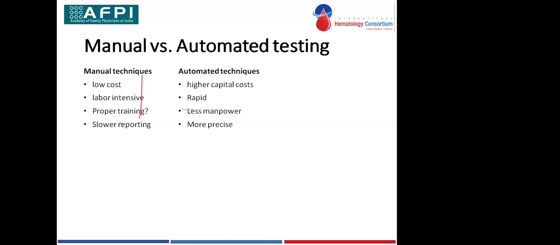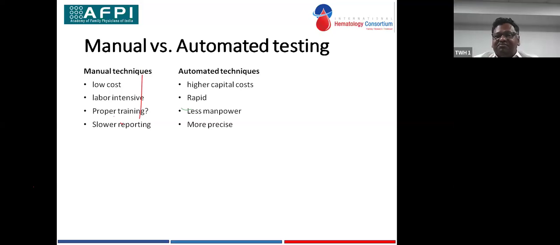There's absolutely no doubt. If somebody says the machine platelet count is 24,000 but manual is 40,000, no, no, no, look at the machine. The machine counts lakhs of platelets before it gives you a number. The machine counts thousands of WBCs and lakhs of RBCs before it gives you Hb, MCH, etc. It's far more accurate, far more precise.